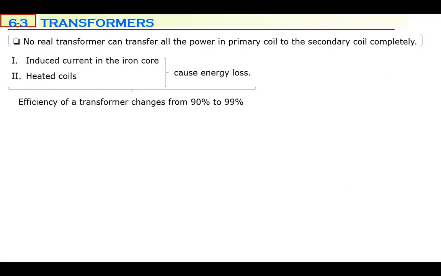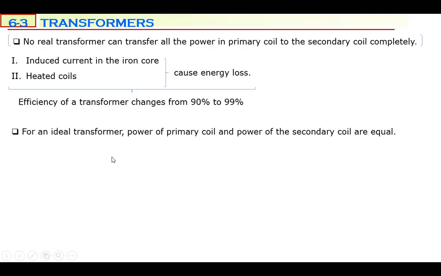Should you know this number? This is written in your book like this: from 90% to 99%, no 100%. 99 is even not possible, but it's in your book. Most probably 90%, 92%, the transformer can transfer the power from primary to secondary coil. But when we are making calculations, we will think of the ideal. We are not going to think real, because real makes our calculation really difficult. So they want you to make easy calculations.